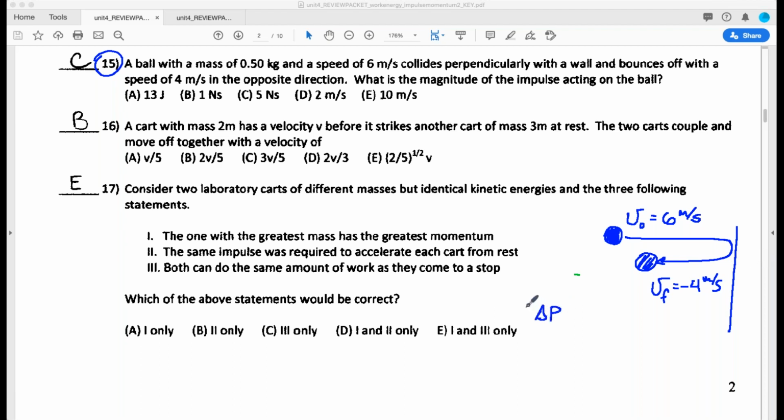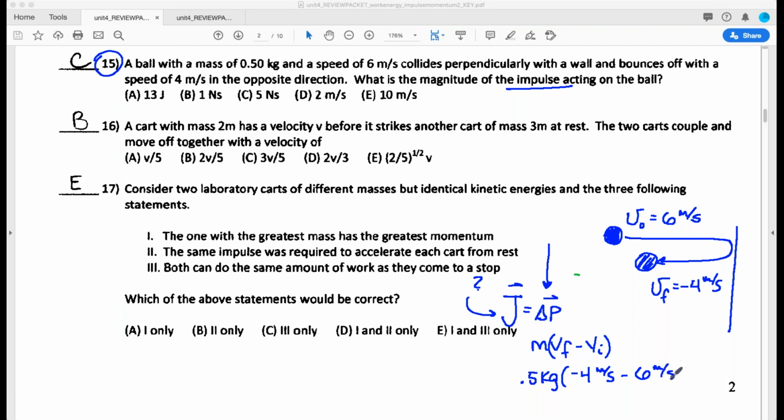So we're looking for a change in momentum. And the reason we're looking for a change in momentum is because the change in momentum is related to the impulse delivered via the impulse momentum theorem. So that's what we're being asked about in question number 15. What is the impulse? Well, we know the impulse if we can answer the change in momentum question. So that's going to be m times v final minus v initial. The mass of the ball is 0.5 kilogram, that was given to us in this question. And if I was formal about writing this out, I get -4 meters per second minus 6 meters per second, which is going to give me -10.